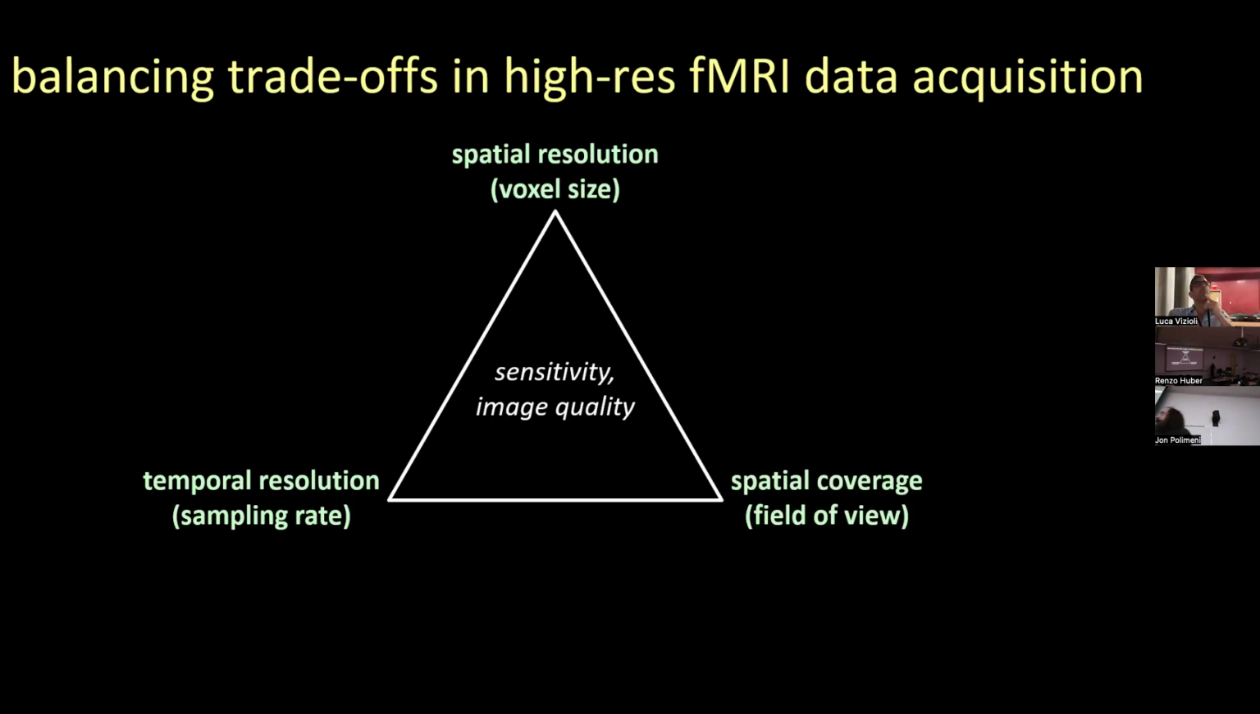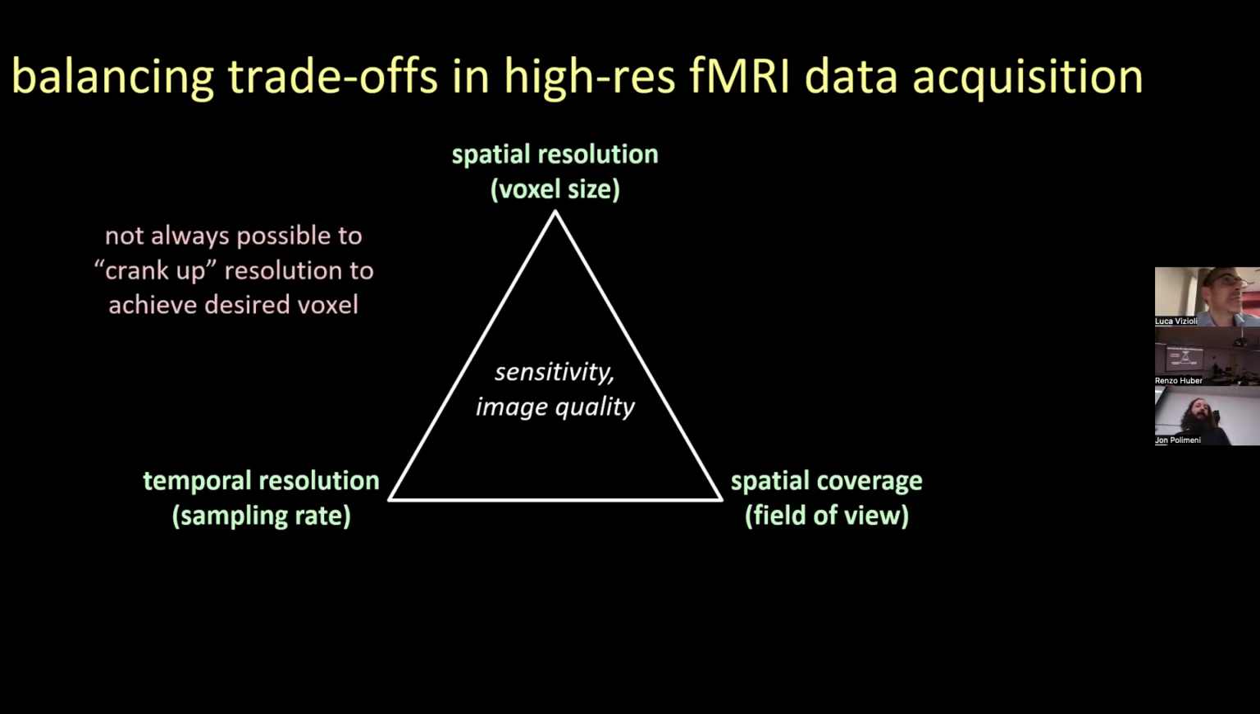You can achieve very high temporal resolution with a small number of slices, but if you want more coverage, you're going to have to sacrifice temporal resolution, and in some cases, spatial resolution as well. And so these three factors are competing for resources. It's not always possible to simply crank up the resolution to achieve a desired voxel size. We need to balance, again, these trade-offs.